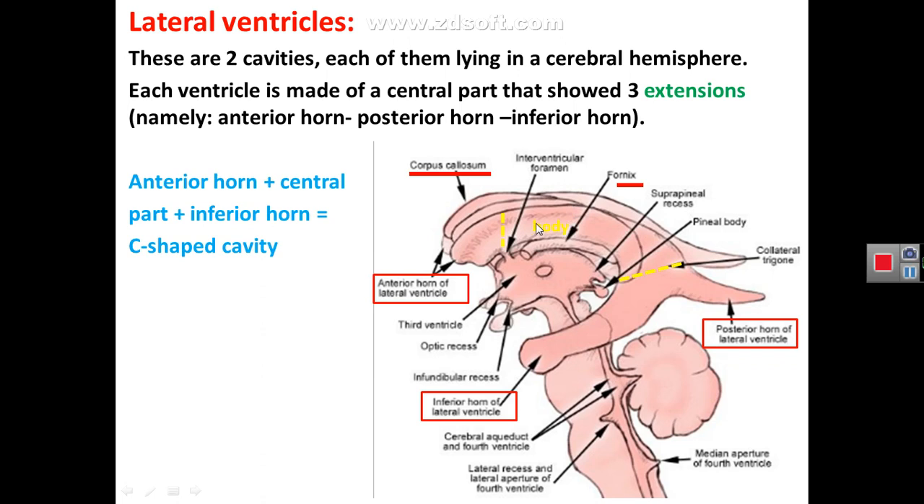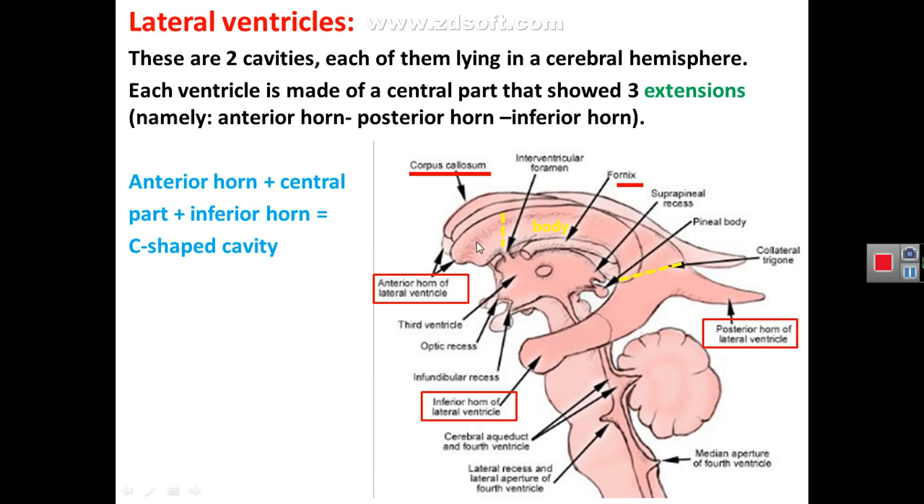Each lateral ventricle is formed of a central part, which is called the body of the lateral ventricle. From this central part, there are three extensions, which are the anterior horn, inferior horn, and posterior horn. The body lies below the corpus callosum, inside the frontal lobe and parietal lobe, and is limited anteriorly by the interventricular foramen of Monro, connecting the cavity of the lateral ventricles on the right and left side with the third ventricle.